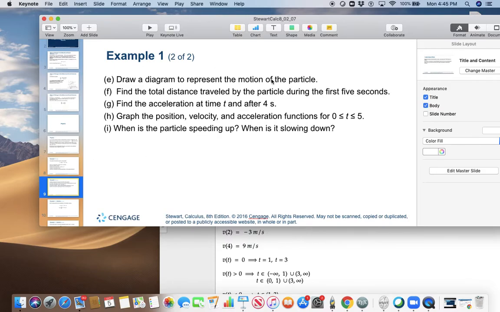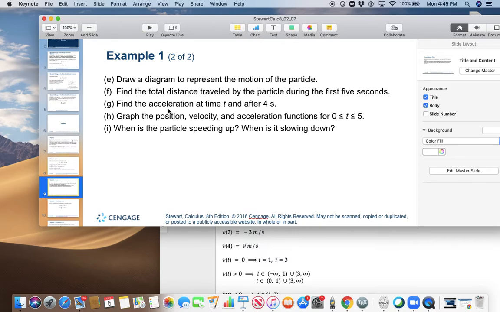Draw a diagram to represent the motion of the particle. Find the total distance traveled by the particle during the first 5 seconds. Find the acceleration at time t and after 4 seconds. Graph the position, velocity, and acceleration from 0 to 5. When is the particle speeding up? When is the particle slowing down?